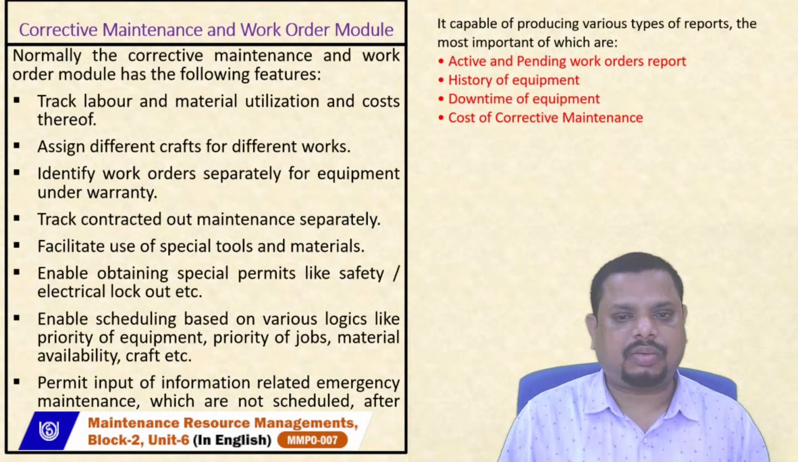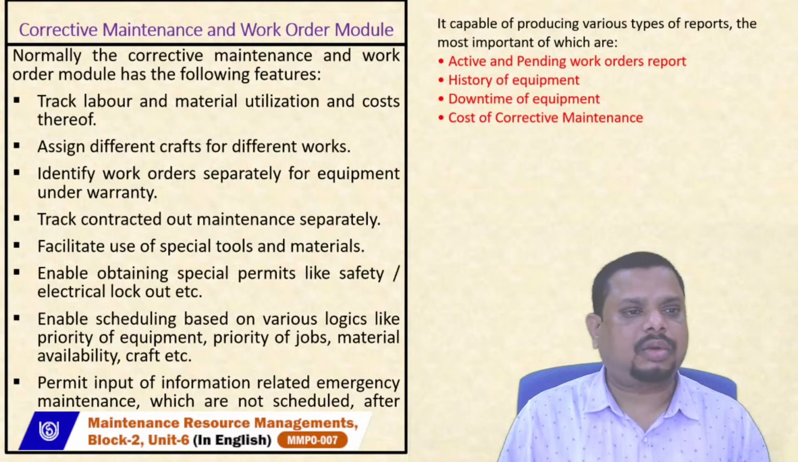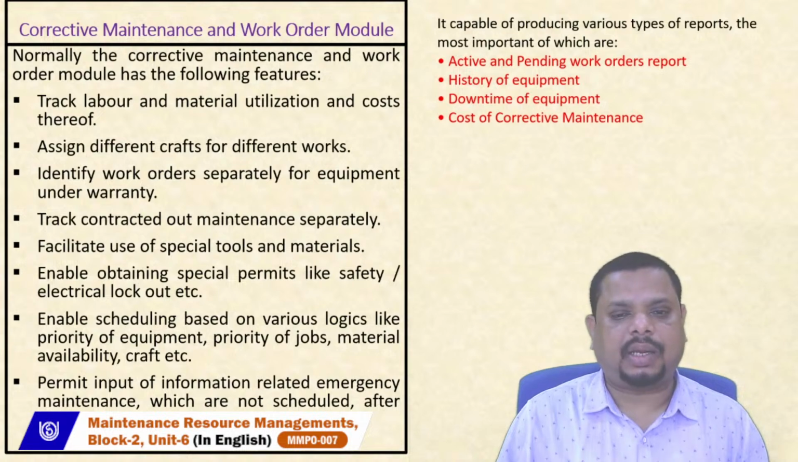So these tools help reduce the times of maintenance, and they are very easy to use to fix any kind of problem related to breakdown or any kind of maintenance. They also enable obtaining the special permit, like safety electrical lockout. Before implementing the corrective maintenance, you have to secure the place and take permission from the electrical department to lock out the electricity.